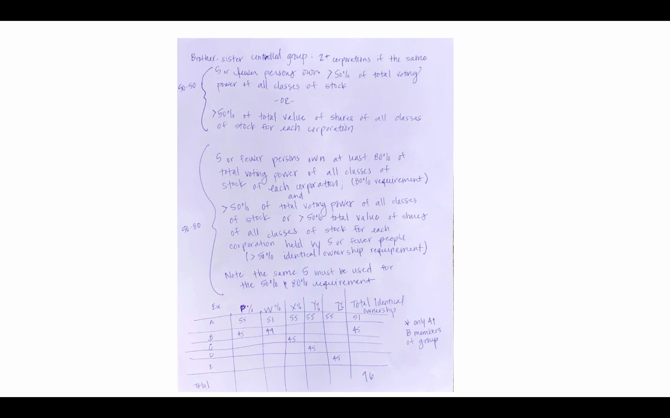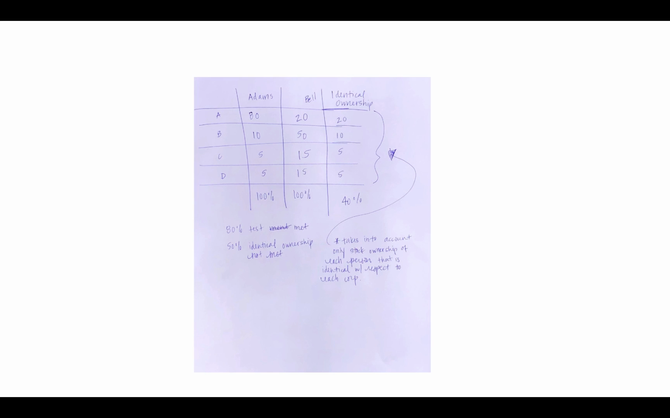All right, let's look at another example here. We have Adams and Bell corporations, and we have shareholders A, B, C, and D. Remember, we're looking at the 50% test and the 80% test here, or we could do the 50-50 test. Looking at their identical ownership, A has identical ownership in Adams and Bell of 20%. They own at least 20% of each corporation.